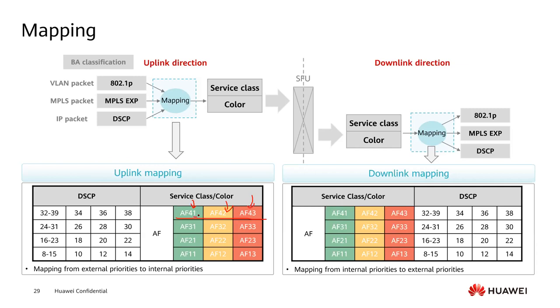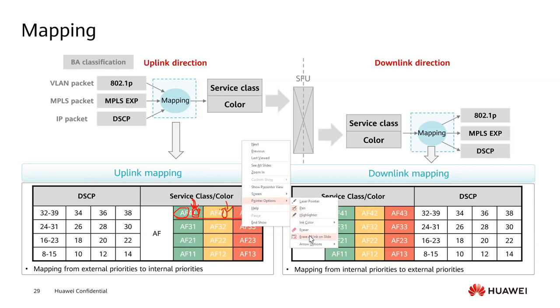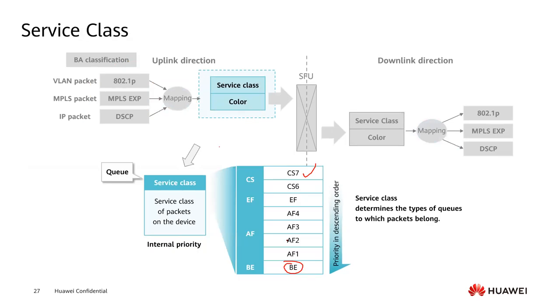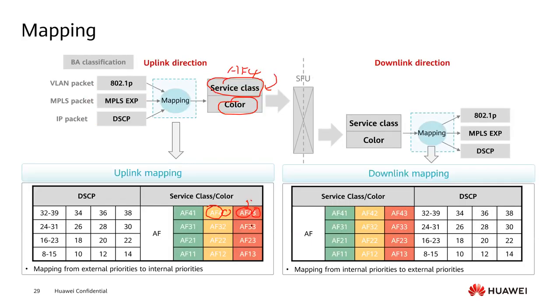Okay, the second number, 1, 2, 3, actually defines your drop rate. So AF41 will automatically be mapped into the AF4 service class, and the color is green. And AF42 will automatically map into AF4, the service class, and the 2 will automatically map into yellow. AF43 is similar. AF4 will be mapped into the service class AF4, and the last number 3 will automatically map this packet into red. So it's like this mapping.